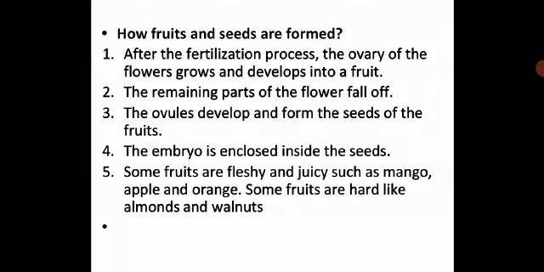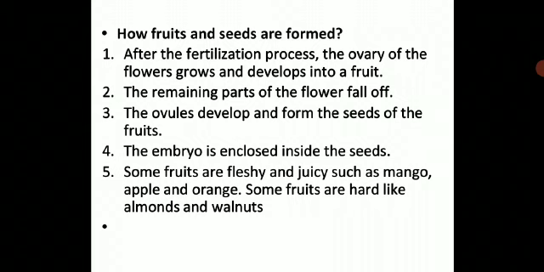Now, how are fruits and seeds formed? Let us see what process happens after fertilization which leads to the formation of seeds. After the fertilization process, the ovary of the flower grows and develops into fruit. So what happened after fertilization? The ovary, which has eggs inside, grows because the eggs inside are fertilized, and it develops into a fruit, and the remaining parts of the flower fall off. The ovules develop and form the seeds of the fruits.